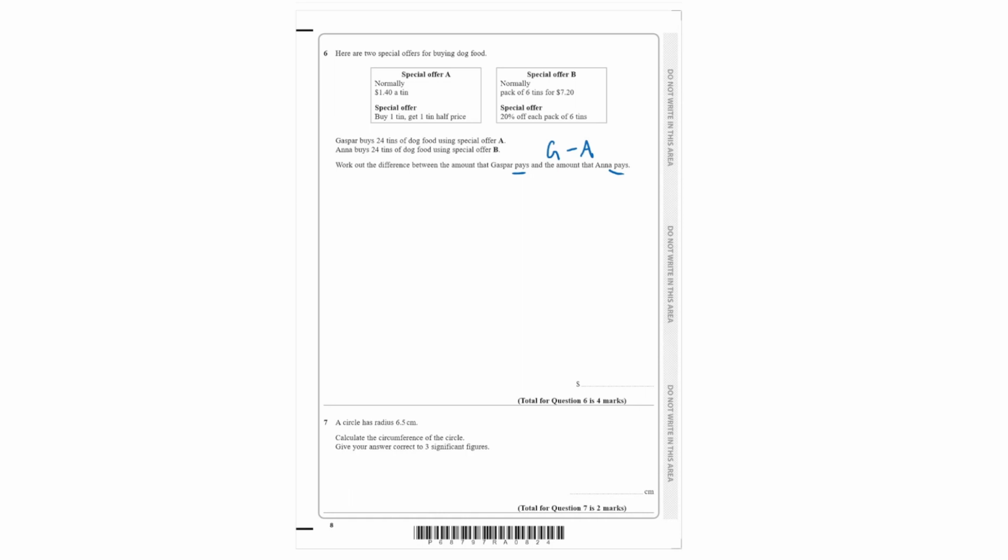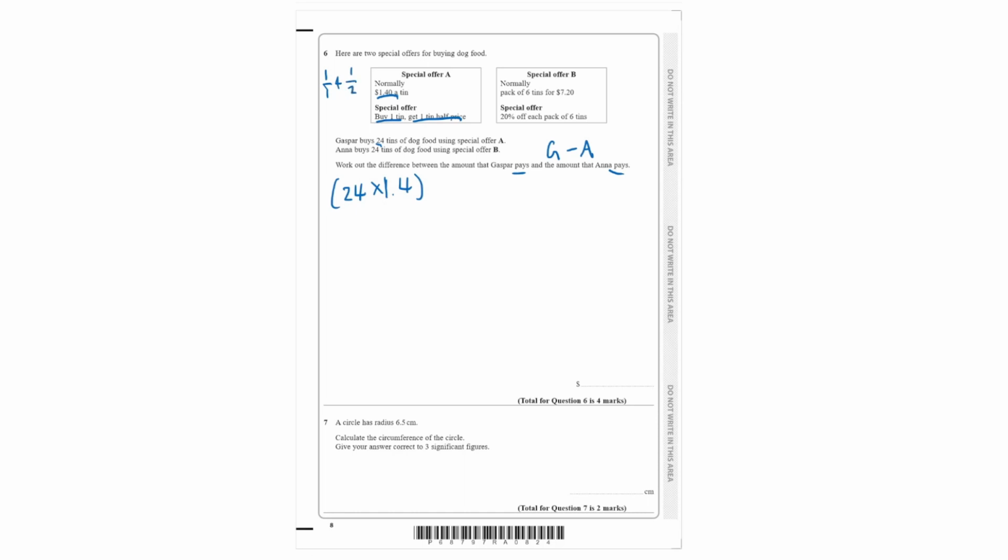So we can see here that for Gaspar, he buys 24 tins. So we know it's 24. And it's $1.40 per tin. So we multiply by 1.4. However, we can see here that the special offer is buy 1 tin, get 1 tin half price. So to buy 1 tin, that's 1 whole. So we can write 1 over 1. And get 1 tin half price. So we can add 1 over 2.